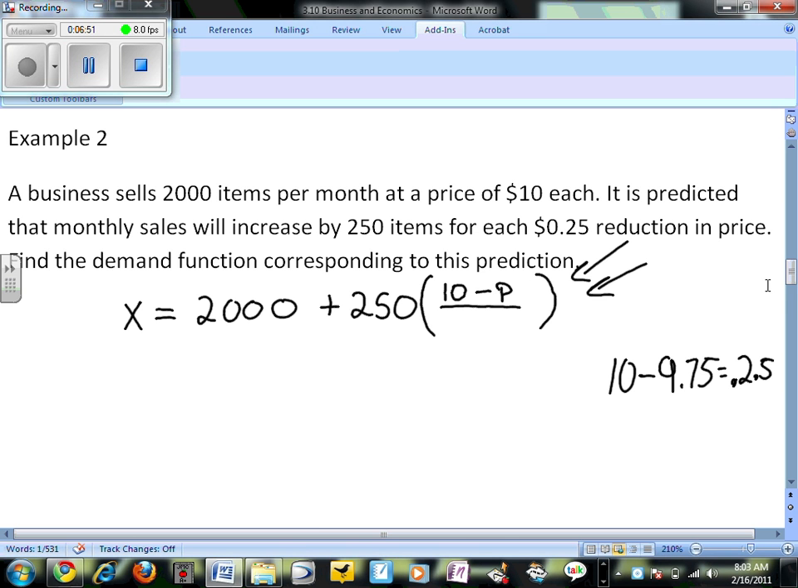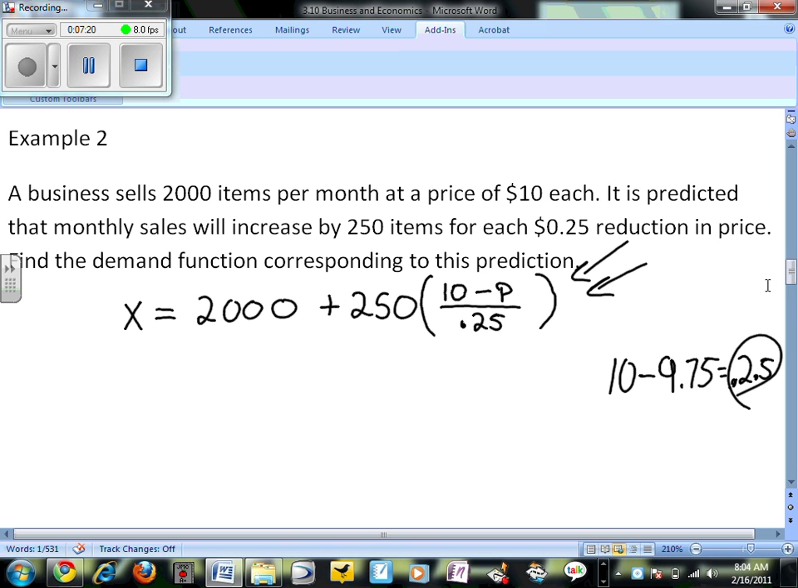Right now we're at 0.25. So to get this part to 1, we want it to equal 1 because every time we reduce it, we get 250 extra items sold. So what we can do is take that times 4, or divide by 1/4. All right, so that's our equation for X that relates our demand with our price.